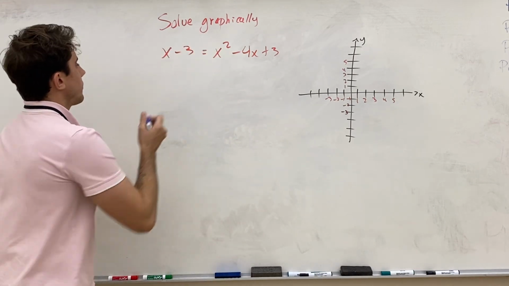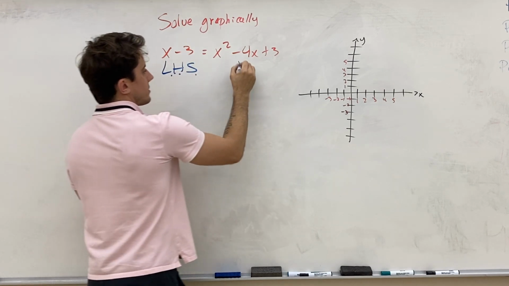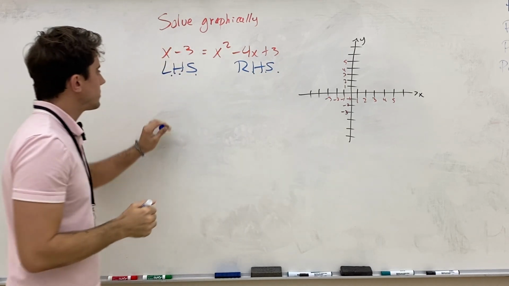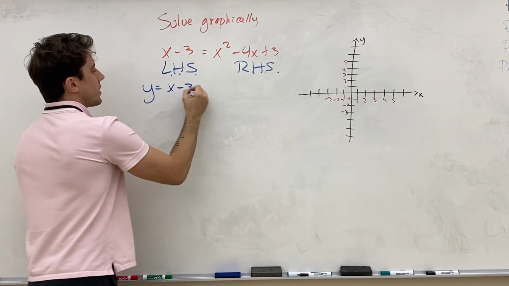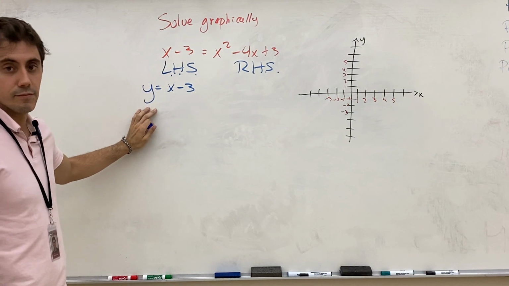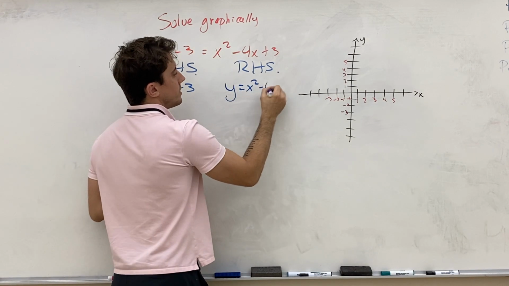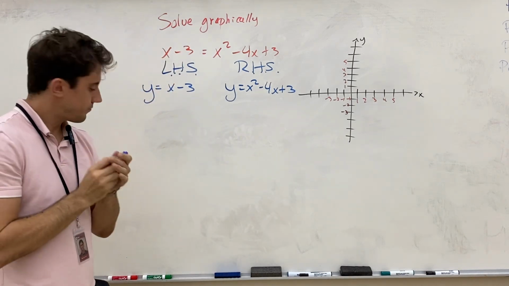So, first off, let's call x minus 3 the left-hand side, and let's call x squared minus 4x plus 3 the right-hand side. Let's refer to them as functions, the way we typically have. So the first, x minus 3, let's call that y. And then let's do the same for the right-hand side, just so we can think of them as two separate functions and graph them independently, okay?